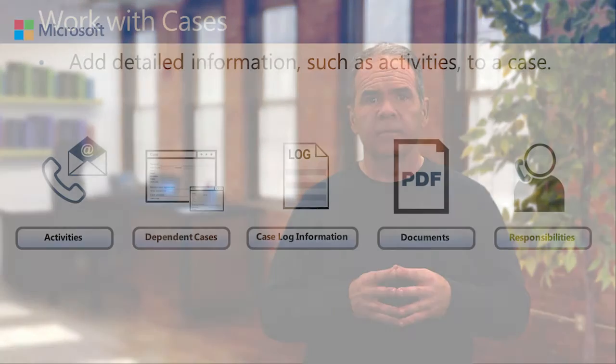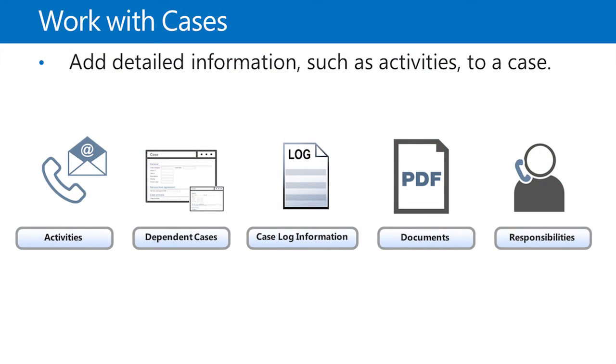Add detailed information such as activities to a case. After you create a case, you can add activities, dependent cases, associations, case log information, documents, and responsibilities to the case. You can add these details when you first create the case, or you can add them later as needed.